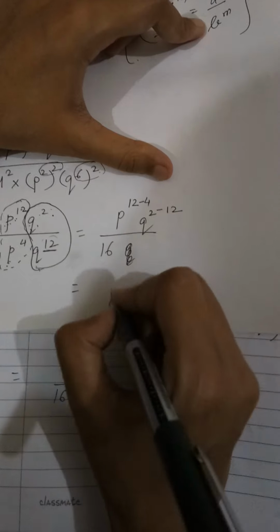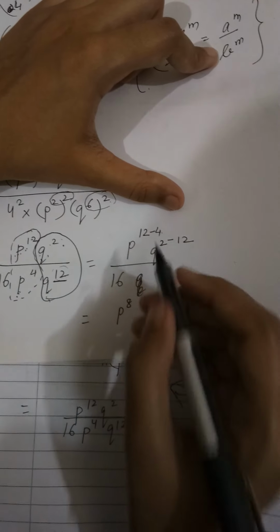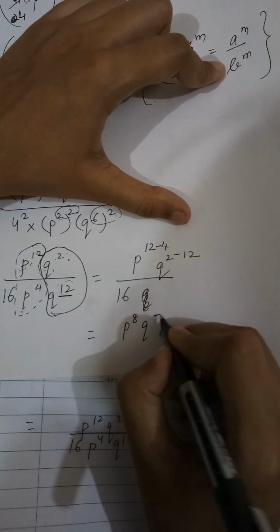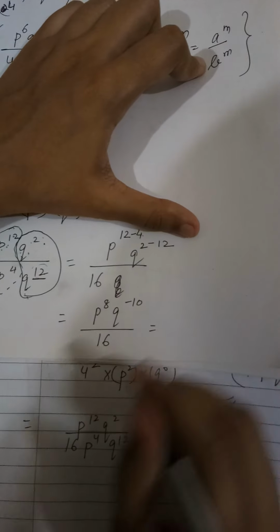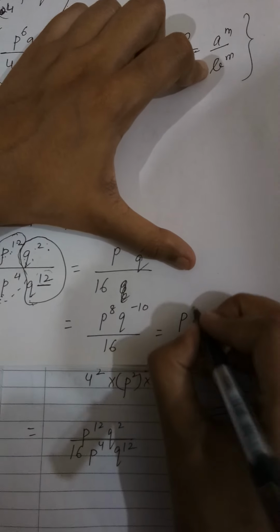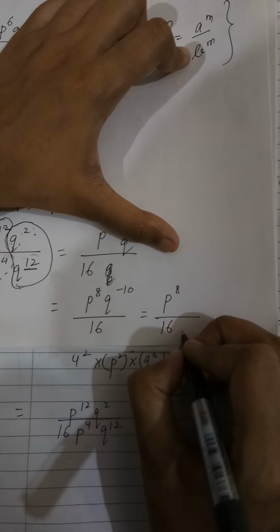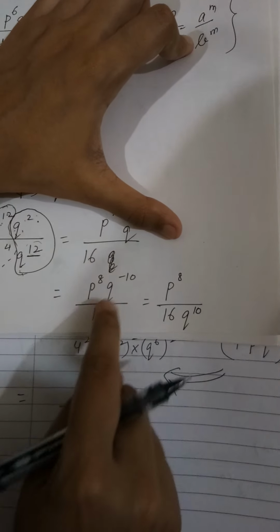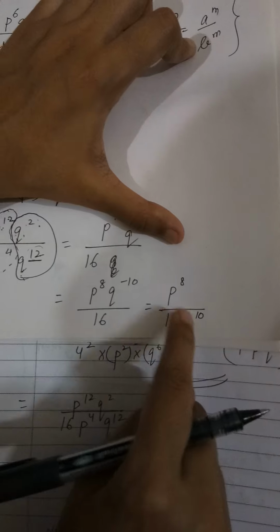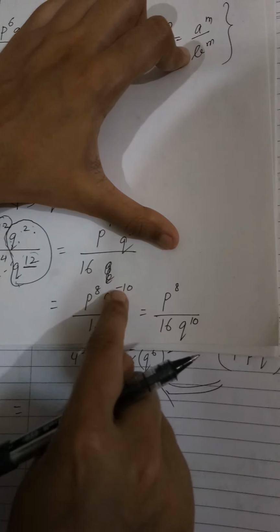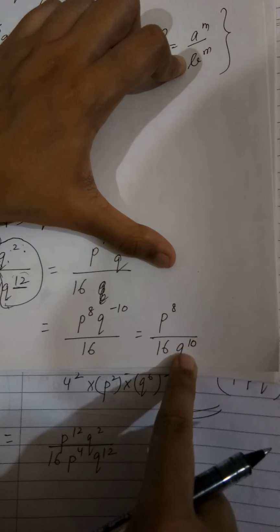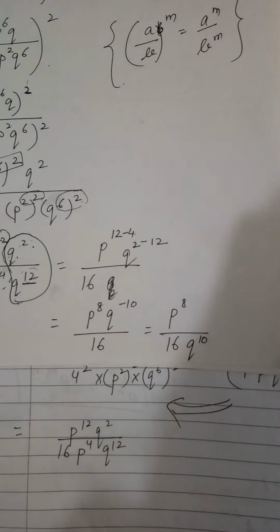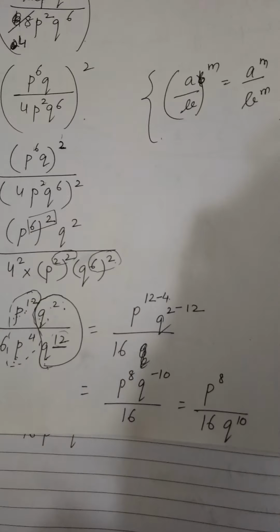Now what will be the next step? P to the power 8. What is 12 minus 4? 8. Q to the power minus 10 upon 16. Right? Now what else I can do here is P to the power 8 upon 16, q to the power 10. To make my power positive, since this is a negative power, if I take it down in the denominator, the negative will become positive, and this will become q to the power 10. Right? So this was your C part.